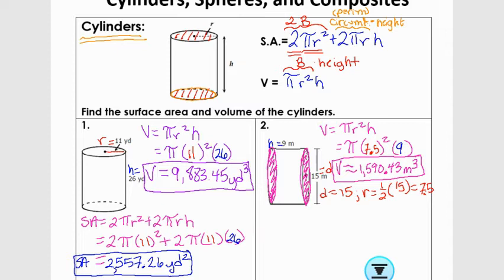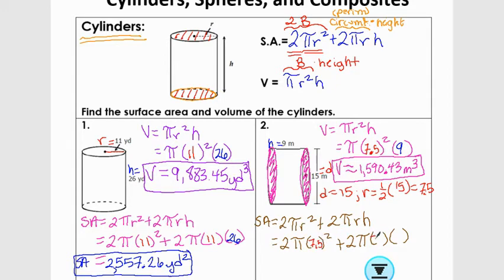Let's try surface area again for good practice. So the surface area of a cylinder, looking at your formula chart, we said that it's 2 pi r squared plus 2 pi rh. So it's going to be 2 pi, I put a parentheses for my radius squared, plus 2 pi, parentheses for my radius, and a parentheses for my height. So dropping those in, we said that our radius is 7.5. And we said that our height is 9.